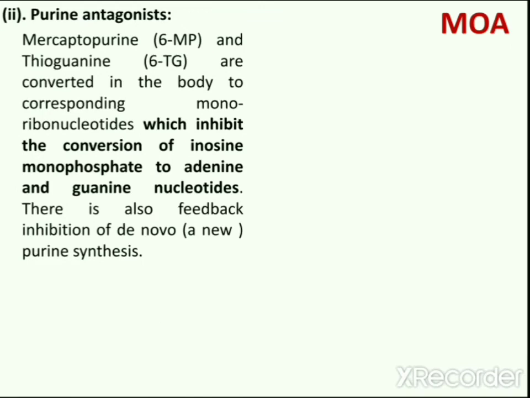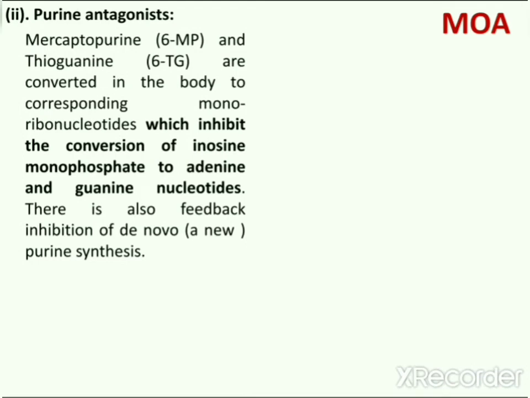Next subcategory of antimetabolites is of purine antagonists. Purine antagonists 6-mercaptopurine and 6-thioguanine are converted in the body to corresponding mono and ribonucleotides, which inhibit the conversion of inosine monophosphate to adenine and guanine nucleotides. Adenine and guanine nucleotides are the building blocks for RNA and DNA. There is also feedback inhibition of de novo purine synthesis.